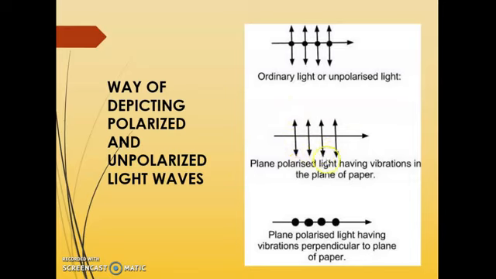And we can have a different plane polarized light, but having vibrations perpendicular to the plane of the paper. So as you can see, here the vibrations are taking place in and out of the screen. Okay, so these are two types of plane polarized light, one perpendicular to the plane of the screen, another on the plane of the screen. So this is the way of depicting polarized and unpolarized light waves.